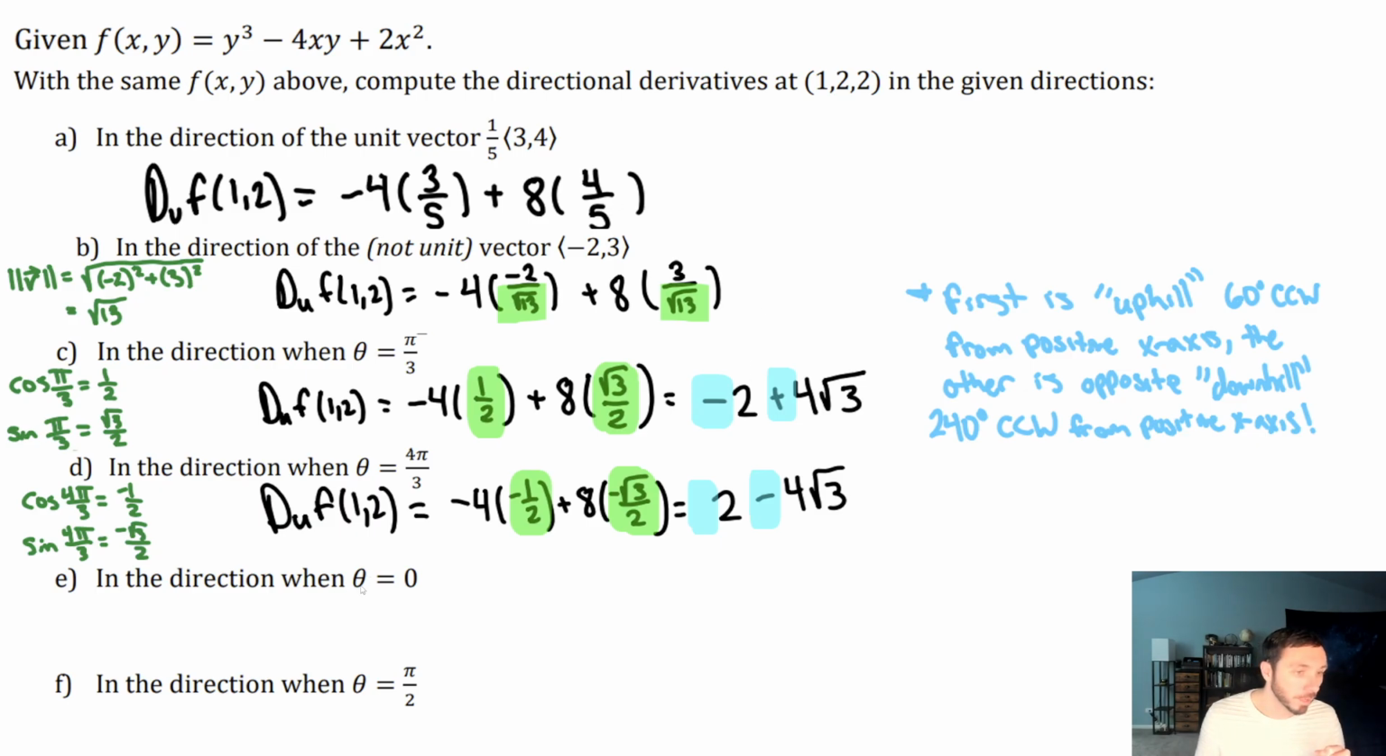All right, what about in the direction when theta is equal to 0? This should look familiar. And then in the direction when theta is equal to pi over 2. This should also look familiar. So see if you can conceptually solve this before you do the plug and play, okay?